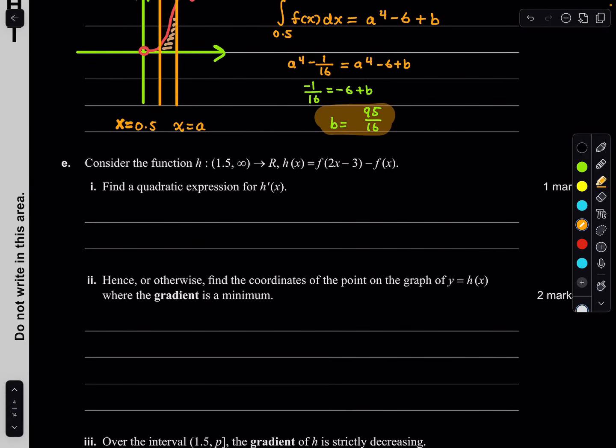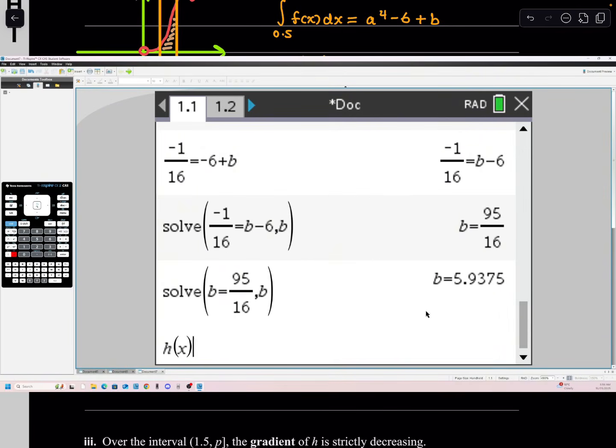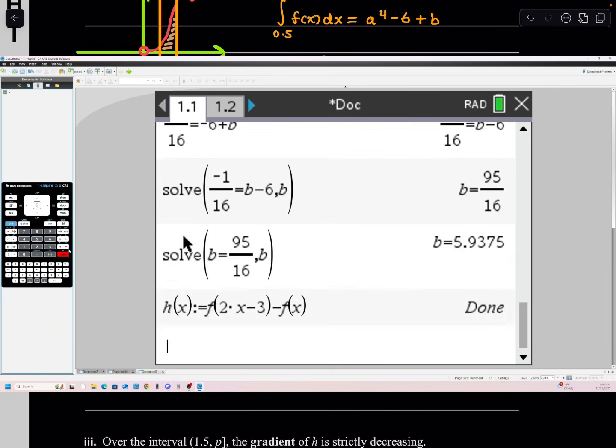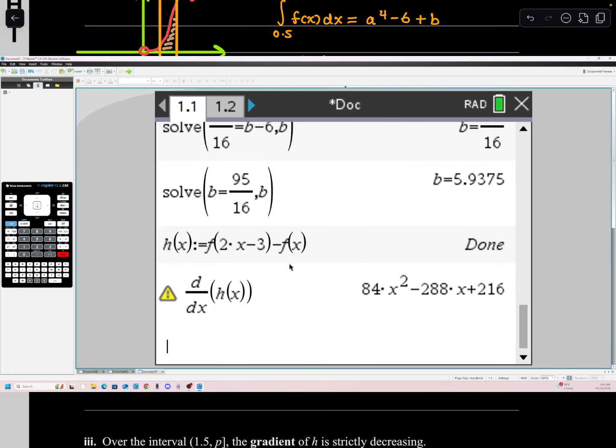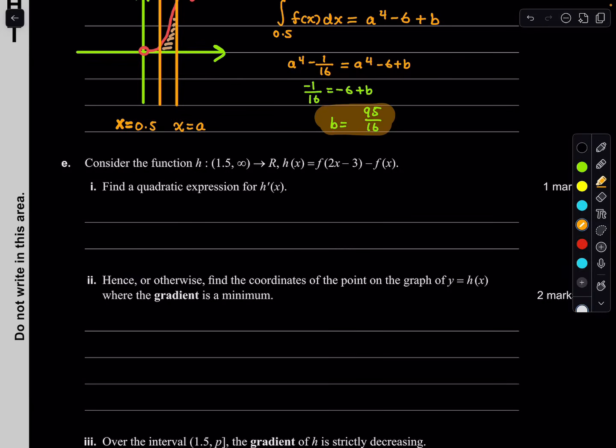Next question. Consider the function h, where the domain's from 1.5 to infinity, where h of x is basically f of 2x minus 3 minus f of x. Find the quadratic expression for h dash of x. Okay, this is not too bad. So if you just go on your CAS and let's define it. So h of x is basically defined as f of 2x minus 3 minus f of x. Yep, just double checking if I have not made any mistakes in defining it. Beautiful. So of course what we want to do is we want to derive h of x. And this is the quadratic. Absolutely perfect.